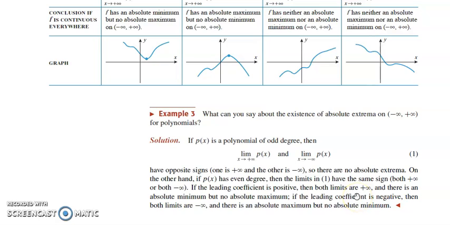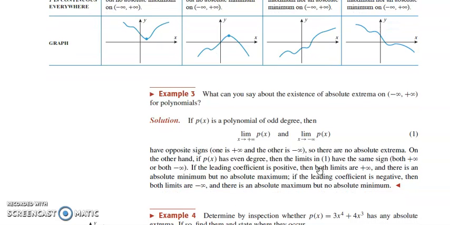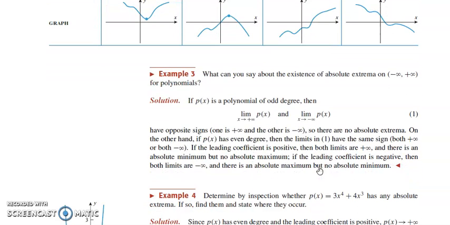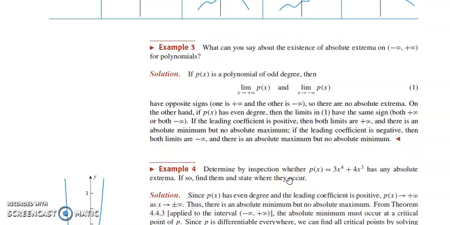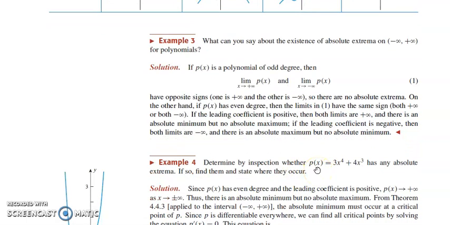So that is the case of existence of absolute extrema when you have a polynomial defined on the interval of the form minus infinity to plus infinity. So let us see one more specific example. Determine by inspection whether p of x equal to 3x raised to 4 plus 4x cube has any absolute extrema, and if so find them and state where they occur.